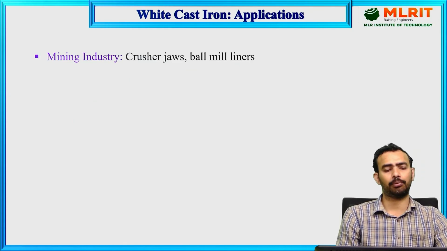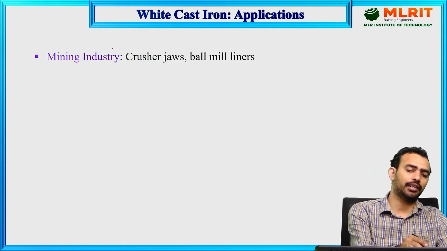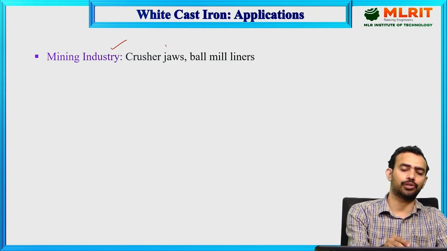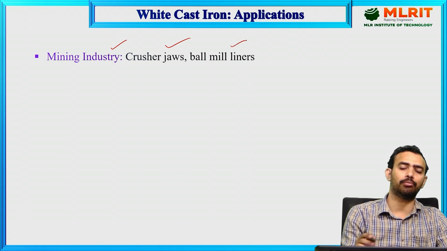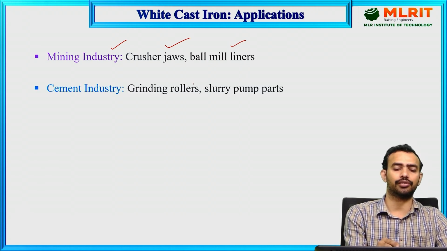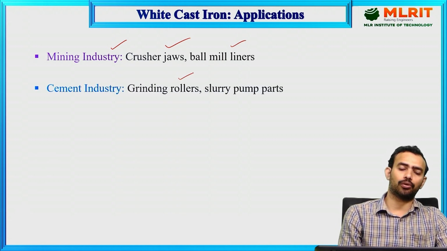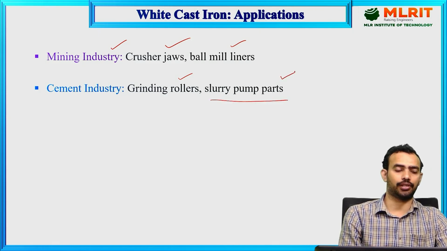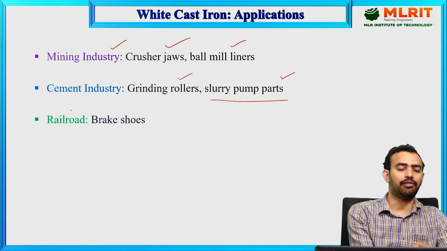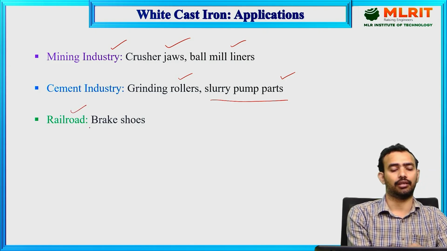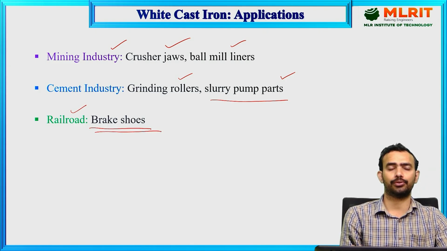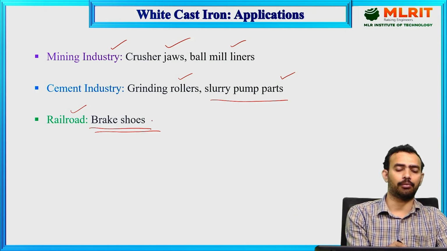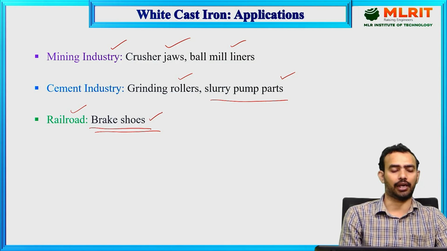And if you look at the applications, as we have discussed, the mining industry and cement industry are the primary applications, where it has been used for crusher jaws and ball mill liners. In the cement industry, it is used for grinding rollers, and slurry pump parts are also manufactured out of white cast iron. In the railway segment, it finds application in brake shoes, where you require very high abrasion and wear resistance.